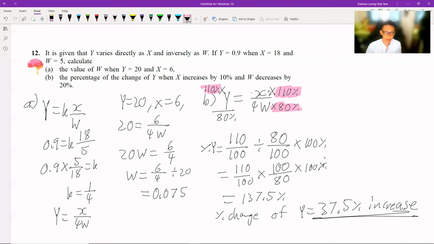Or you look at it in another way. If you look at it in the equation, this is over. This is times on the bottom of the fraction. So here also I have times on the bottom of the fraction. That's why I take 110% divided by 80%.